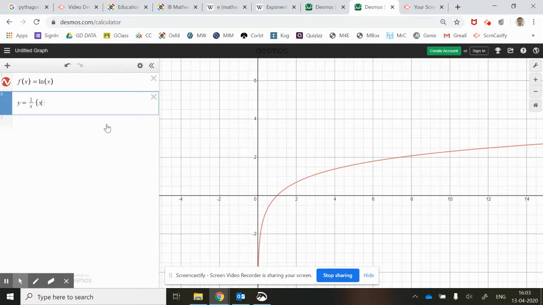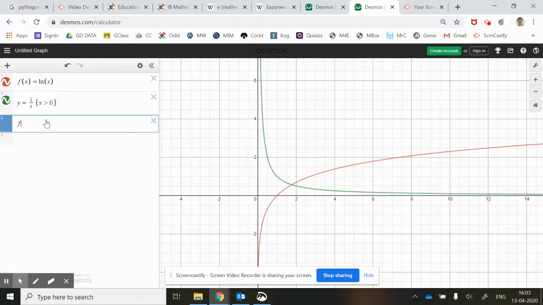I could say when x is greater than 0, because of course log of x is only valid when x is greater than 0 as well. So the derivative of f of x, let's just put this one in as well. The derivative is the same as 1 over x.